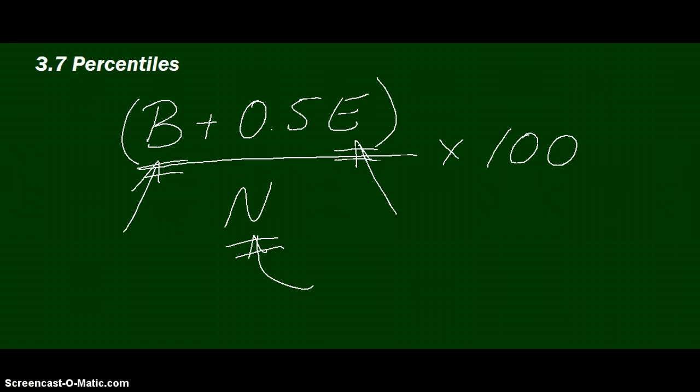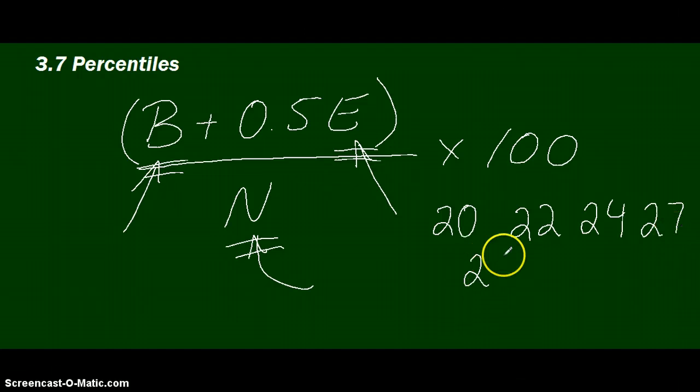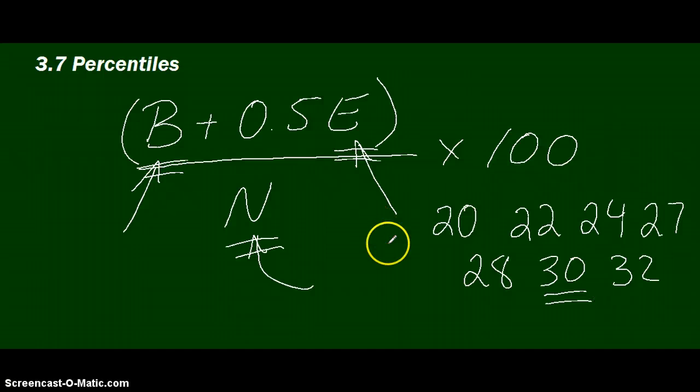So what if we happen to have only ourselves with that particular value? Let's say, for example, times it takes to complete a test, you have 20 minutes, 22 minutes, 24 minutes, 27 minutes, 28 minutes, 30 minutes, and 32 minutes. And you completed the test within 30 minutes. All right, you're the only one who actually completed the test within 30 minutes, which means E has a value of 1. Well, we still go through the same formula.